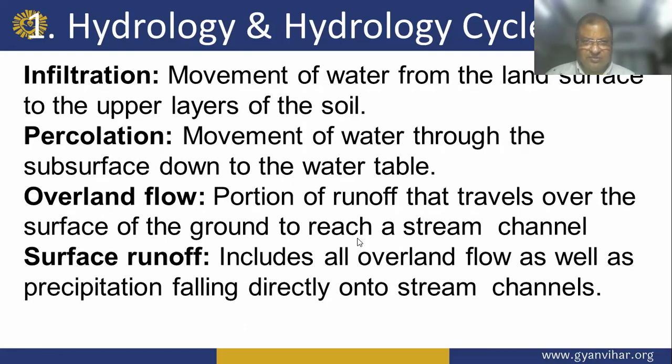Now percolation: movement of the water through the surface down to the water table. And overland flow: portion of the runoff that travels over the surface of the ground to reach a stream channel. Surface runoff includes all overland flow as well as precipitation falling directly into the stream channel.